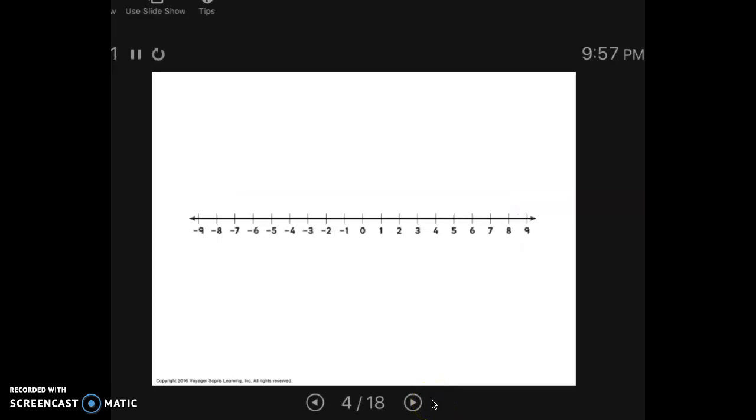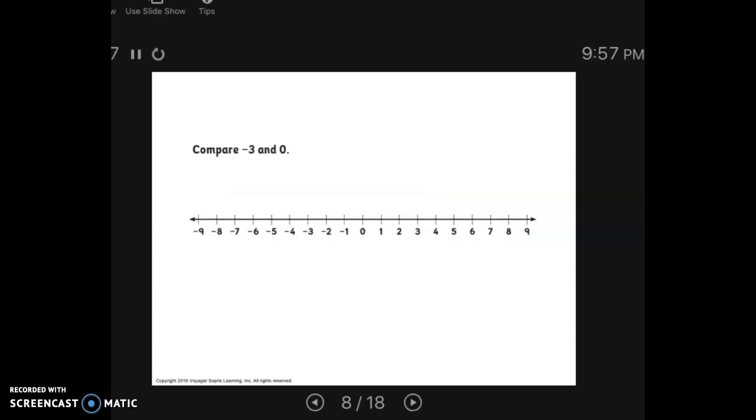On any number line, any number on the left is smaller than a number to its right. -9 is to the left of 5, which means -9 is the lesser number. We use the symbol for less than to show the relationship between -9 and 5. -9 is less than 5.